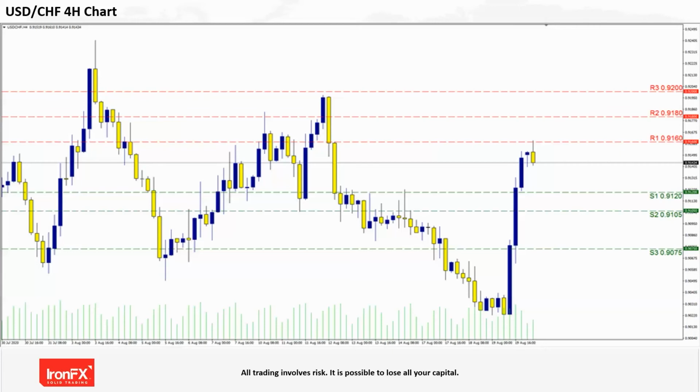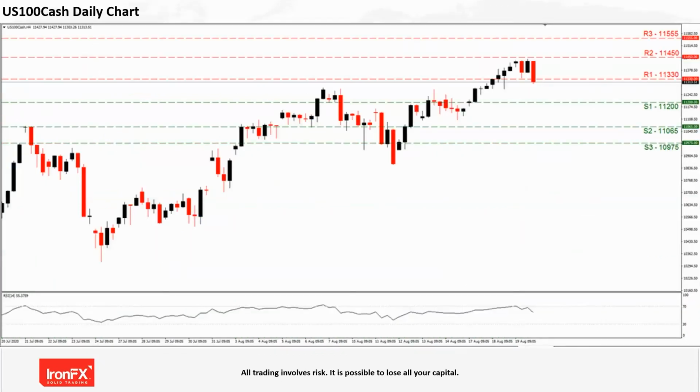In the opposite direction, a selling momentum could send the currency pair down to the S1 0.9120 support level, or even lower to the S2 0.9105 line. In case of a continuous selling scenario, the currency pair could even land lower to test the S3 0.9075 support hurdle. Yet on a long-term view, the currency pair remains oversold and is currently trading at levels seen back in 2015. Moving now to Nasdaq 100.